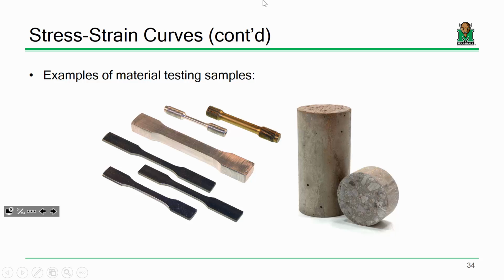Okay. So, these are examples of some different types of samples that you would test. These ones up here are typical things like your A505 specimens. These ones down here are dog bones.